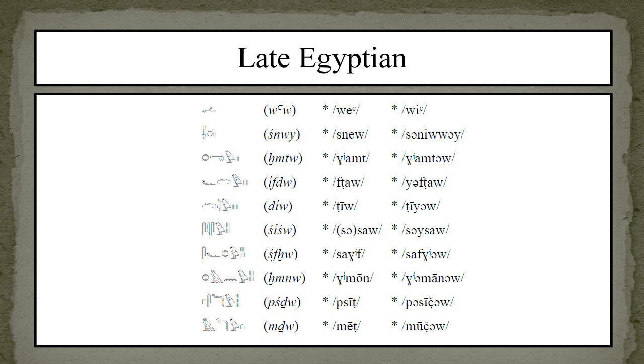Wea, Senouwe, Yamto, Yiftau, Teo, Seisau, Safio, Yamano, Pesito, Mujo.